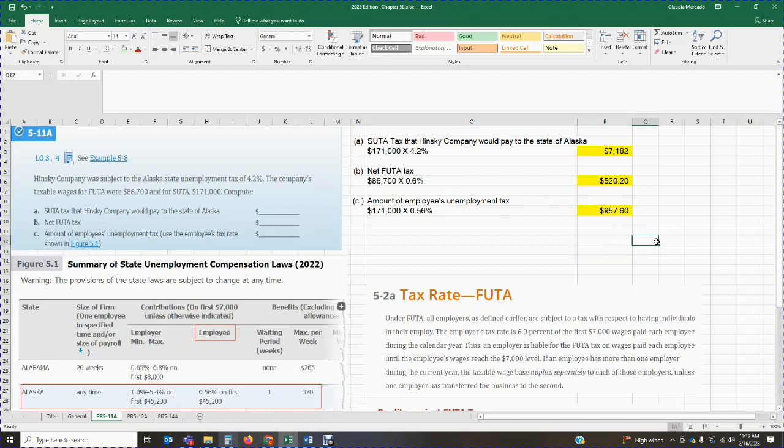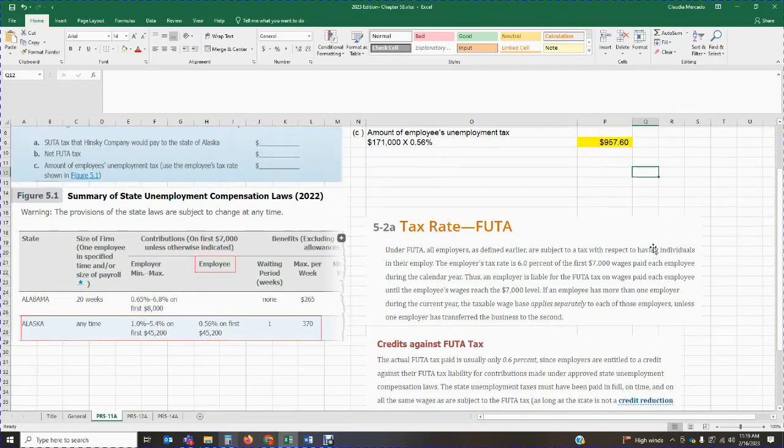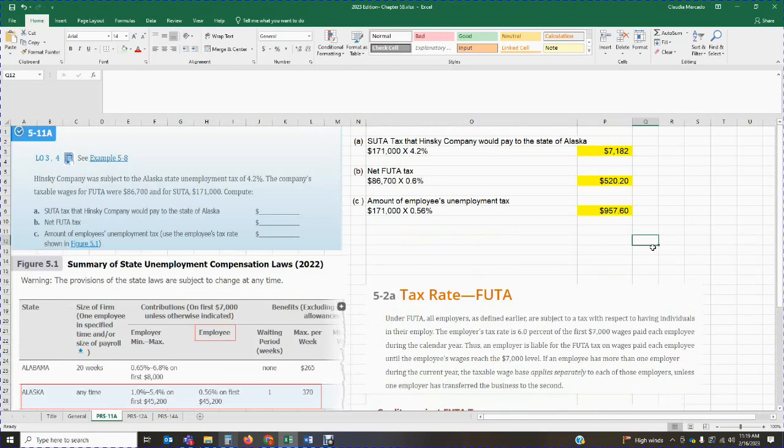It's very important that you become familiar with using figure 5.1 to locate the information, as well as locate the rates in your book. You are going to be using these a lot, and I'm not going to be referring back to the text. It is your responsibility to know what the FUTA tax rate is, because that is not provided in the problem. So that is basically it for problem 511.